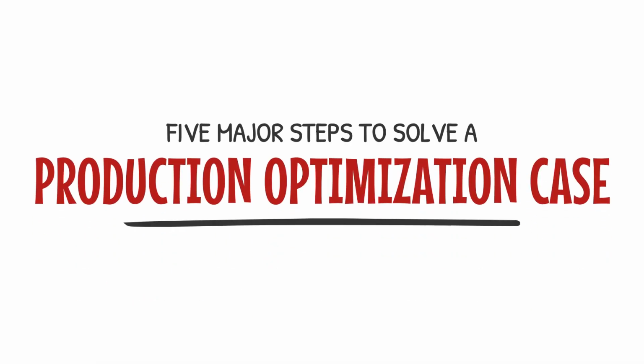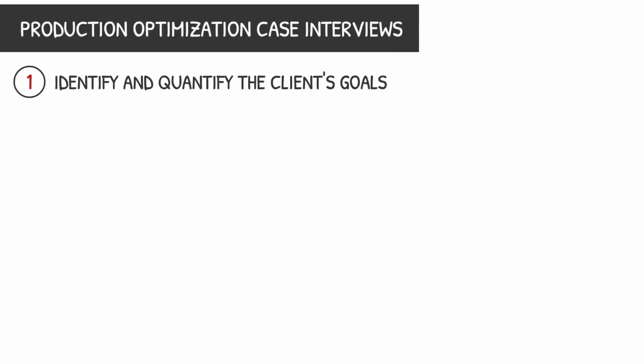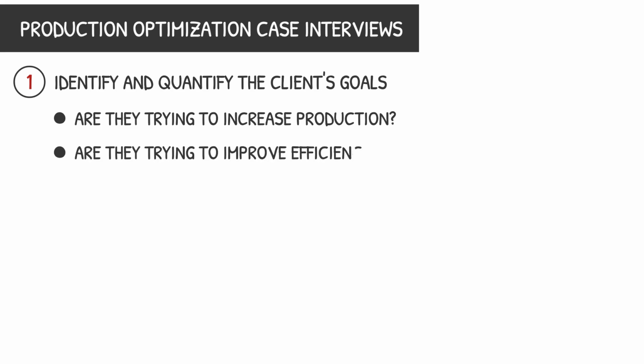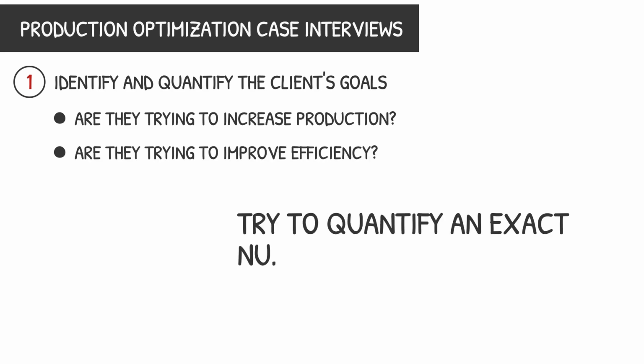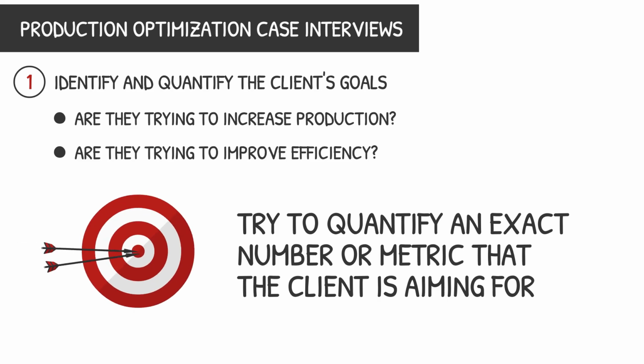There are 5 major steps to solve a production optimization case. The first step is to identify and quantify the client's goals. Are they trying to increase production? Are they trying to improve efficiency? Try to quantify an exact number or metric that the client is aiming for. This will help you determine if the recommendations that you develop later are sufficient to meet your client's needs.